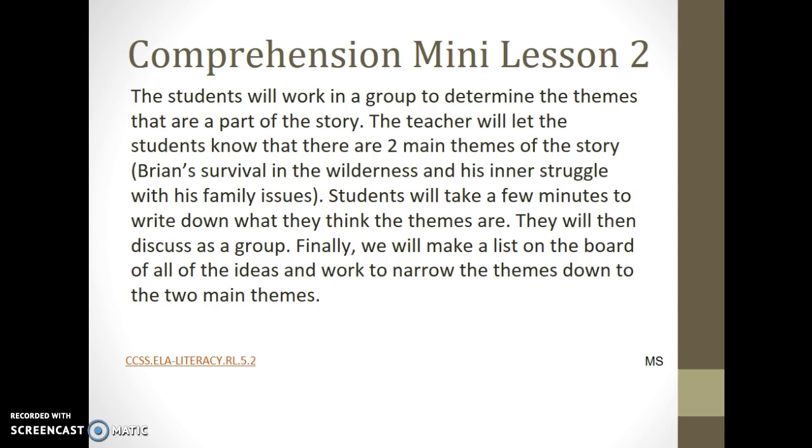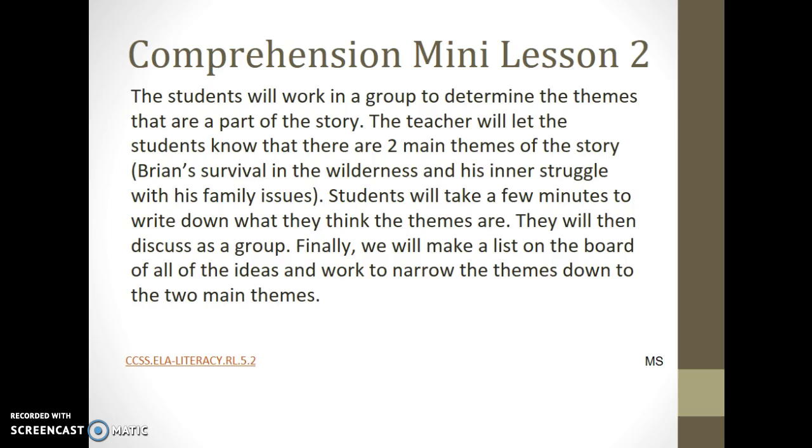Comprehension Mini Lesson 2. The students will work in a group to determine the themes that are a part of the story. The teacher will let the students know that there are two main themes of the story. They are Brian's survival in the wilderness and his inner struggle with his family issues.